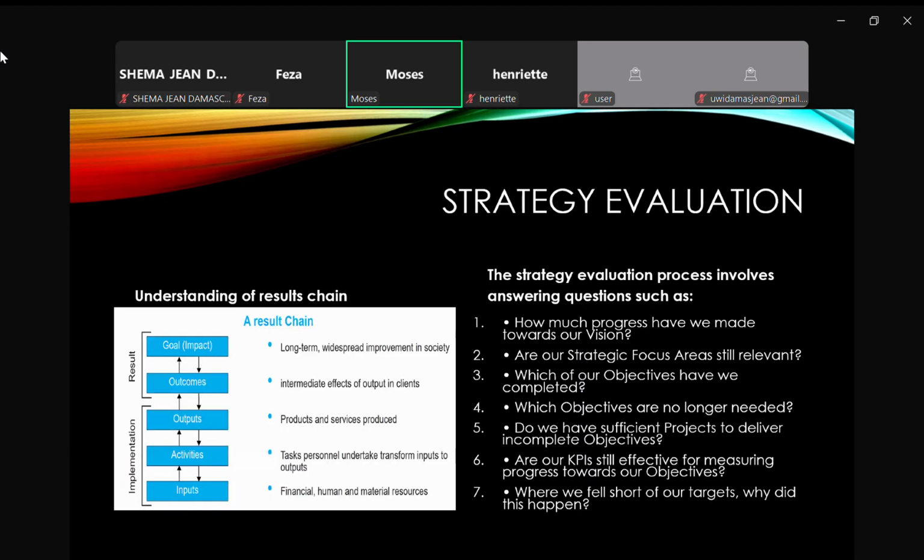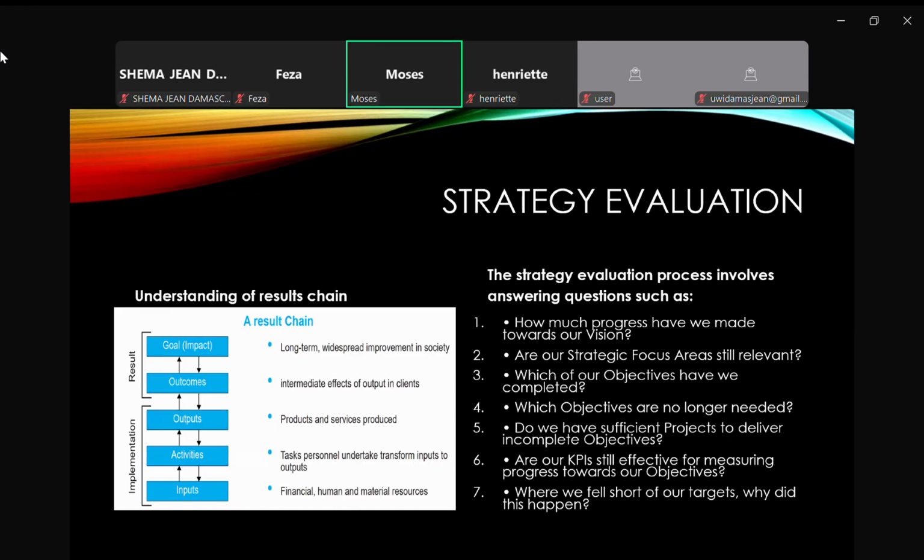Now, the last part in this chapter is on strategy evaluation. Remember, we talked about strategy evaluation called SAFE: suitability, acceptability, feasibility, as well as evaluation. Those are criteria for evaluating a strategy before implementation. The results chain analysis is a model that is used to evaluate a strategy after it has been implemented. So this is a post strategy evaluation.